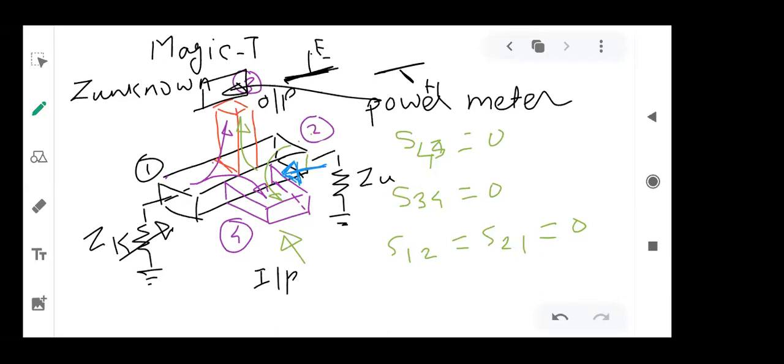Now let us see what is happening at port number 1. Same thing. Whatever signal is coming from port number 4, when it reaches port number 1, once again that signal is going to compare the waveguide impedance at port number 2 and the impedance at ZK. If any mismatch is there, then some amount of signal will get reflected back, and that is represented with this blue color once again.